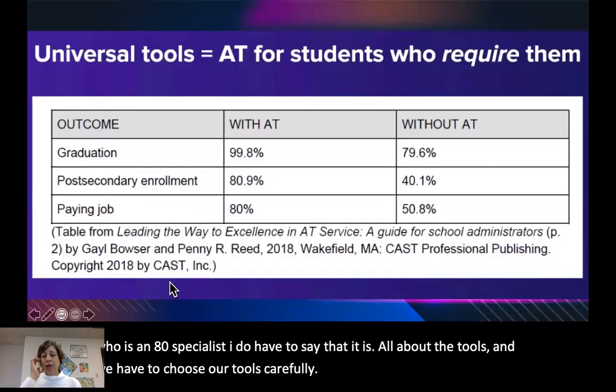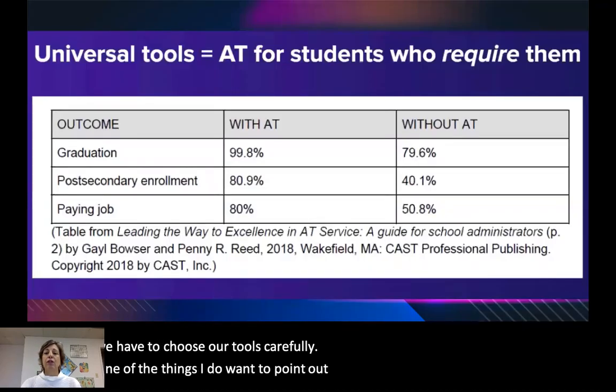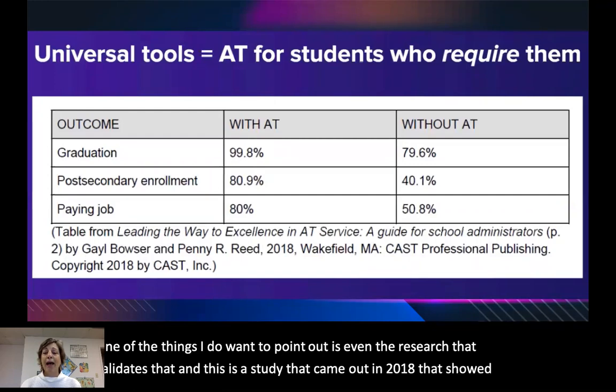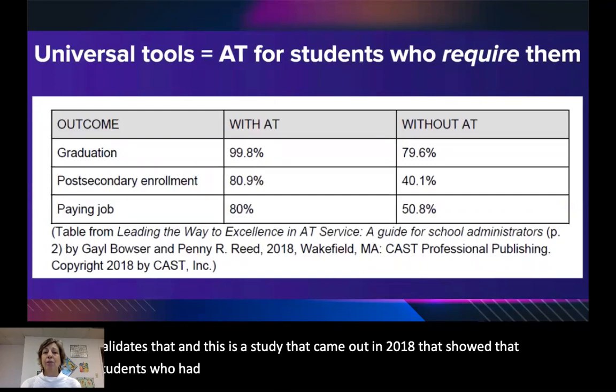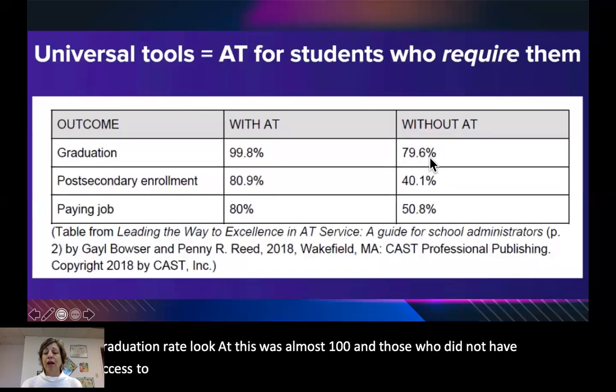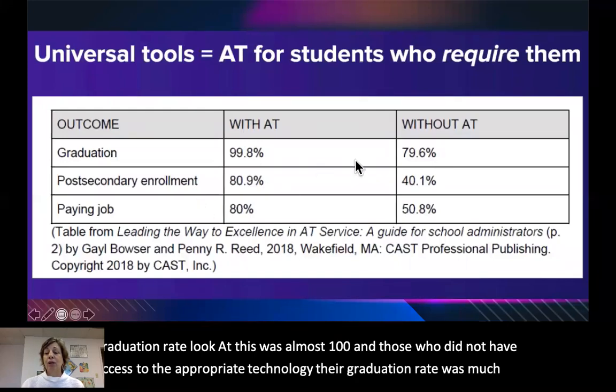One of the things I want to point out is even the research that validates that. This is a study that came out in 2018 that showed that students who had access to their appropriate assistive technology had a graduation rate, look at this, of almost 100%. Those who did not have access to the appropriate technology had a much lower graduation rate.